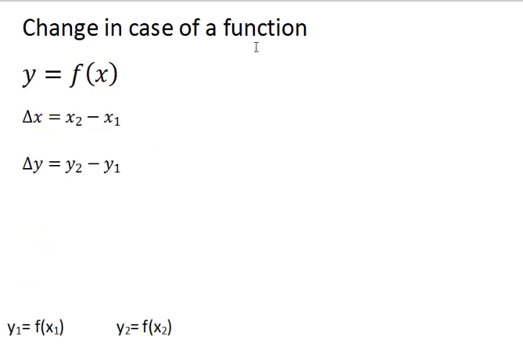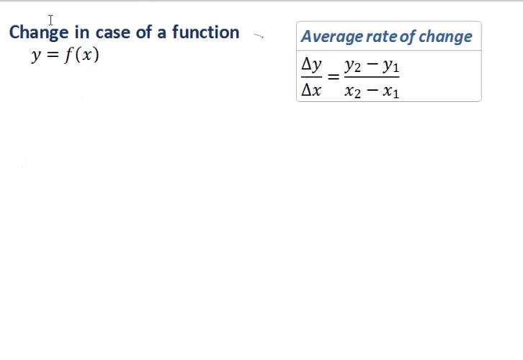Now let's talk about average rate of change of y with respect to x, and let's see how it is defined. So for a function y equal to f(x), the average rate of change is defined by delta y by delta x. This is the average rate of change of y with respect to x, given by y2 minus y1 divided by x2 minus x1. Let's try to understand it graphically, what average rate of change of y with respect to x means.